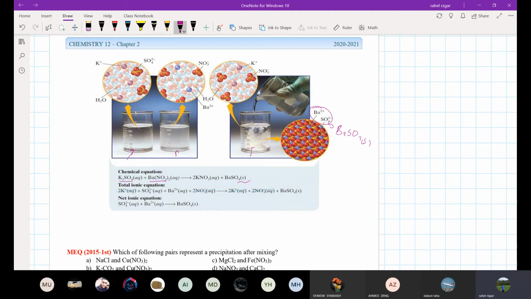So in here, what things have undergone reaction? The sulfate and the barium become barium sulfate, and NO3 and potassium are cancelled, so these are spectator ions. So for this equation, K and NO3 are spectator ions.